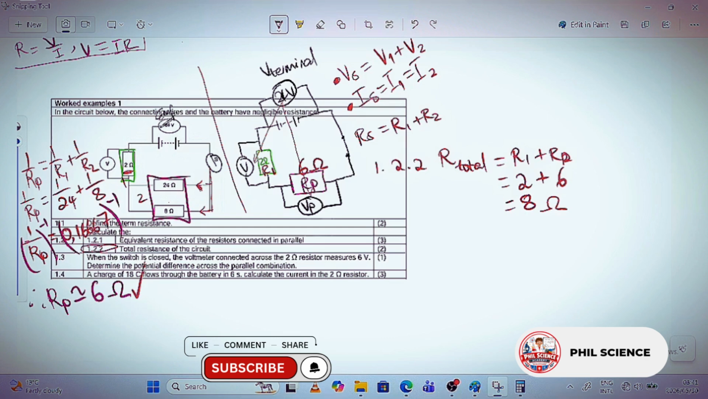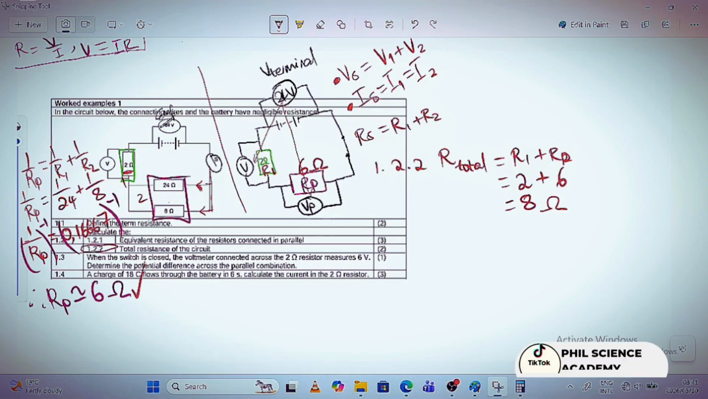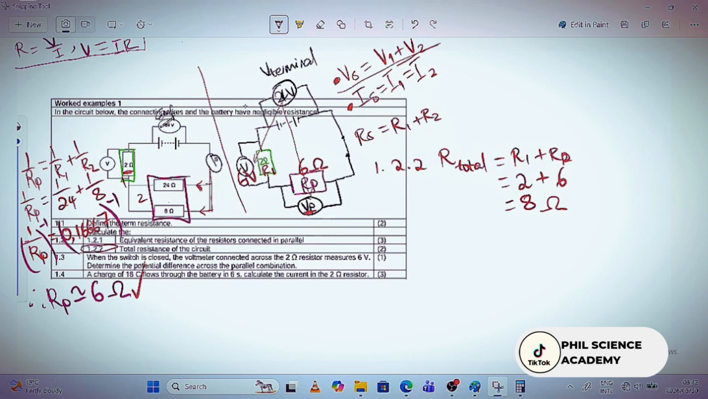It says that when the switch is closed, the voltmeter connected across the 2 ohm reads 6 volts. So we're going to write 6 volts here, and then they say determine the potential difference across the parallel combination, meaning we're looking for RP, we're looking for this one, right? So we're going to use our secret sketch here. Remember I said the V terminal, when it's connected in series, it's being divided, right? Potential divider, right? So we are going to use this one.